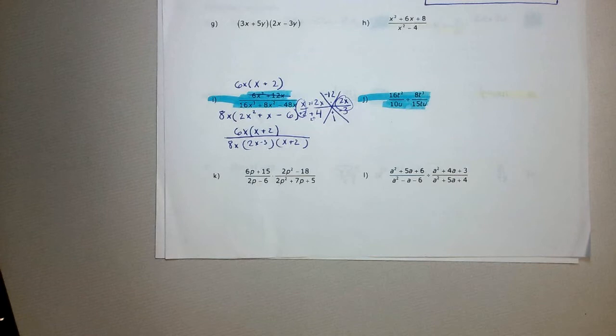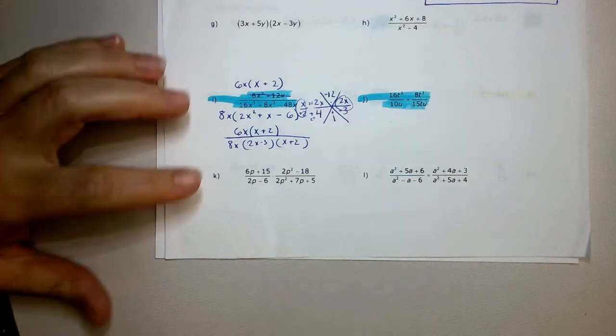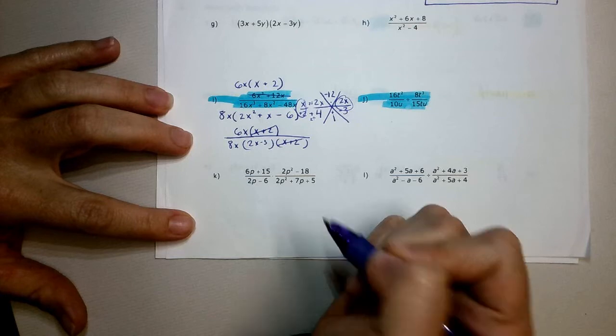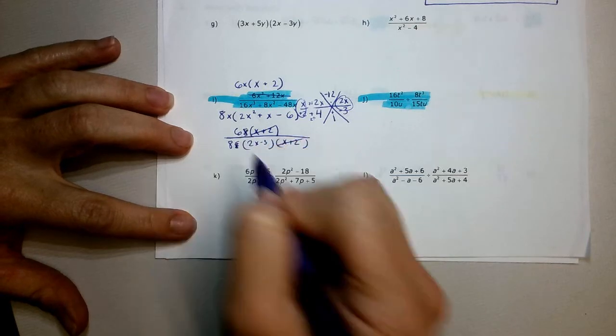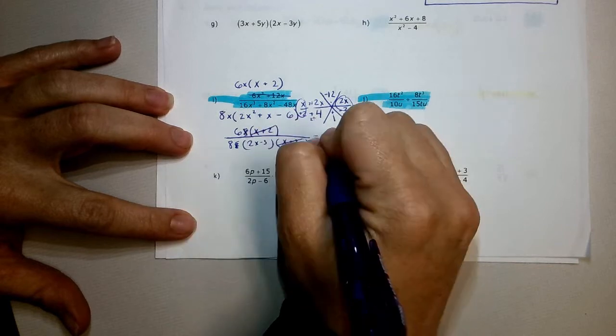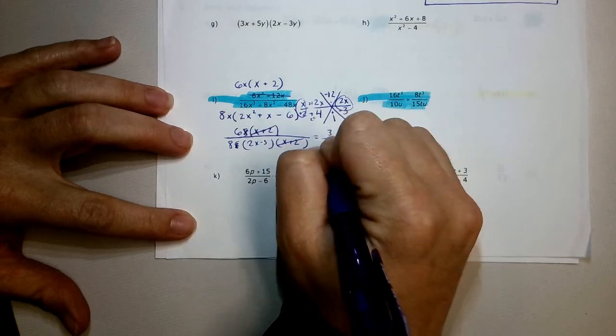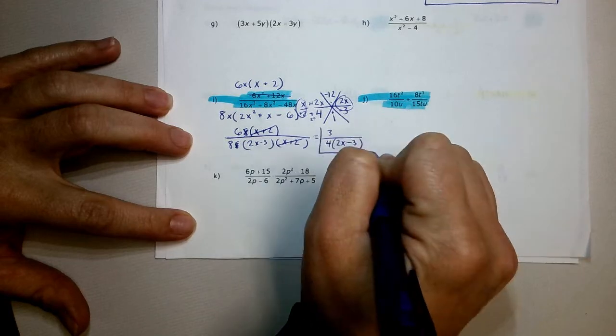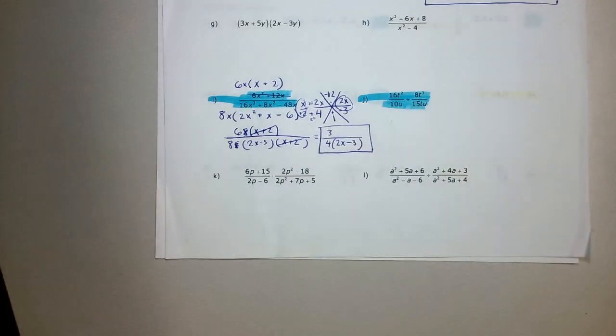And now top and bottom are fully factored. And I see that x plus 2's can cancel. The x's can also cancel. And 6 over 8 simplifies. 2 goes into both of those, so this becomes 3 over 4 times 2x minus 3. Nothing else simplifies, so that is as simple as we can get it.